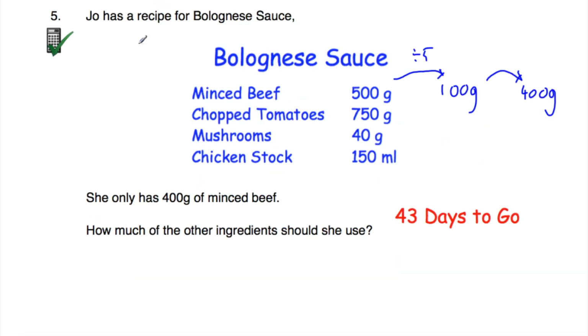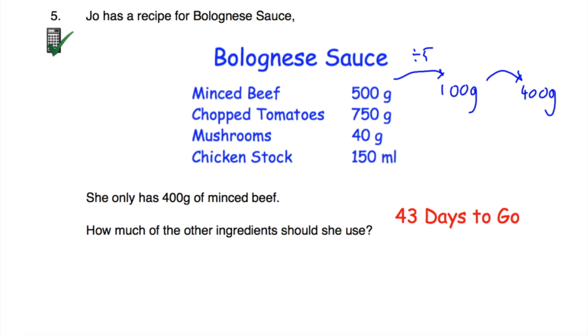Okay, let's look at our next question, question number 5. Question number 5 is a recipes question, and it's about bolognese sauce. We're told that Joe's only got 400 grams of minced beef, and the recipe has 500 grams. So in the hints, I said to divide all these values by 5 to find out, for 100 grams of minced beef, how much of the other ingredients we'd need. And it's a calculator question, so that's quite nice.